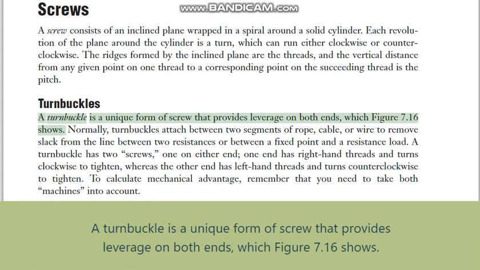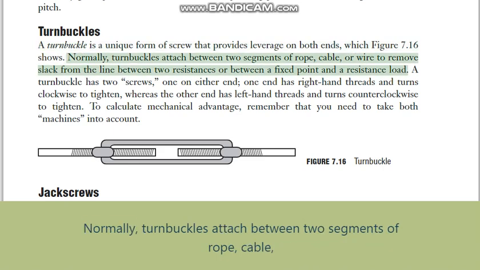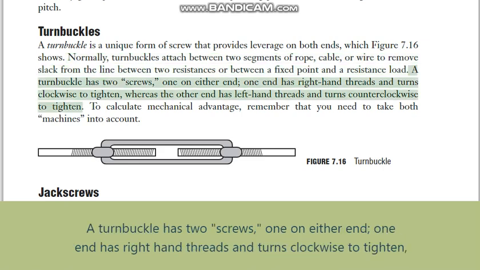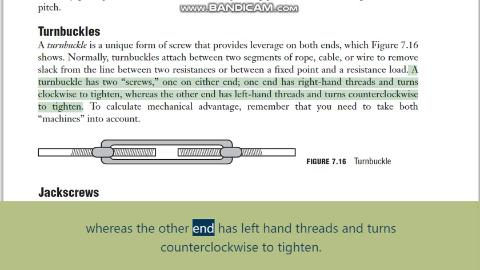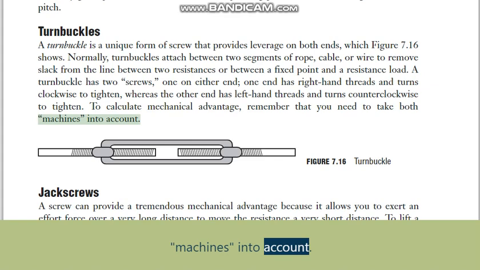Turnbuckles. A turnbuckle is a unique form of screw that provides leverage on both ends, which figure 7.16 shows. Normally, turnbuckles attach between two segments of rope, cable, or wire to remove slack from the line between two resistances, or between a fixed point and a resistance load. A turnbuckle has two screws, one on either end. One end has right-hand threads and turns clockwise to tighten, whereas the other end has left-hand threads and turns counterclockwise to tighten. To calculate mechanical advantage, remember that you need to take both machines into account.